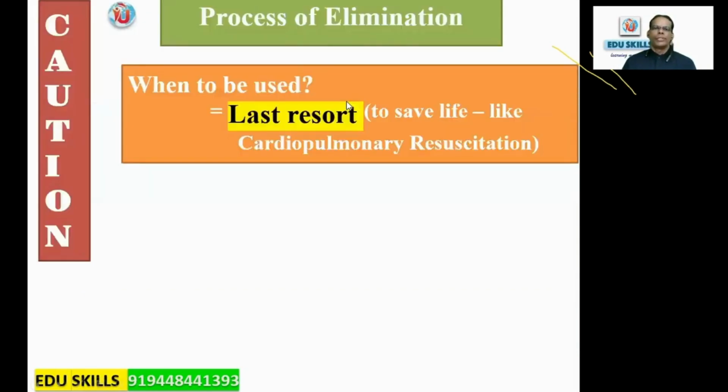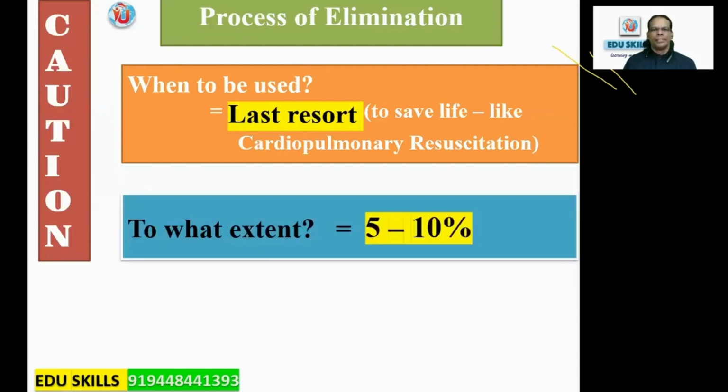Now, process of elimination. Caution, beware of these things. When to be used as a last resort to save life, like cardiopulmonary resuscitation. When do you use cardiopulmonary resuscitation? To save a patient's life. You know, it is the last stage, right? When there is a cardiopulmonary failure. So don't use it in the beginning. So to what extent? Maximum 5 to 10%. More than that, don't try to use.